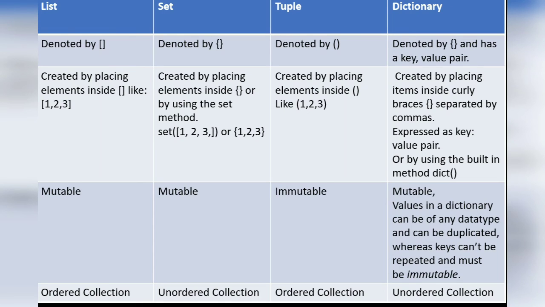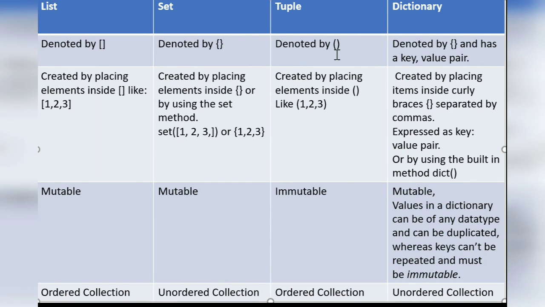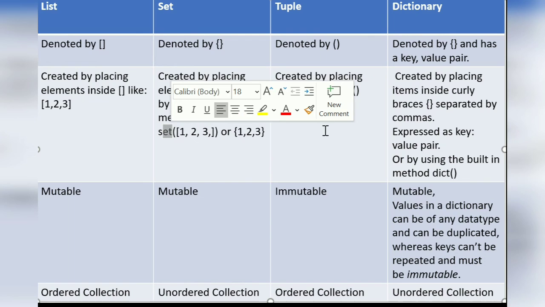So here is just a comparison between these data types. You can have a look at this chart. Lists are denoted by square brackets, sets by curly braces, tuples by small brackets, and dictionaries again by curly braces, but they differ by a key value pair. Lists are created by placing the elements inside square brackets or by using the list method as well. Similar is the case for sets, you place the elements inside curly braces or use the set method.